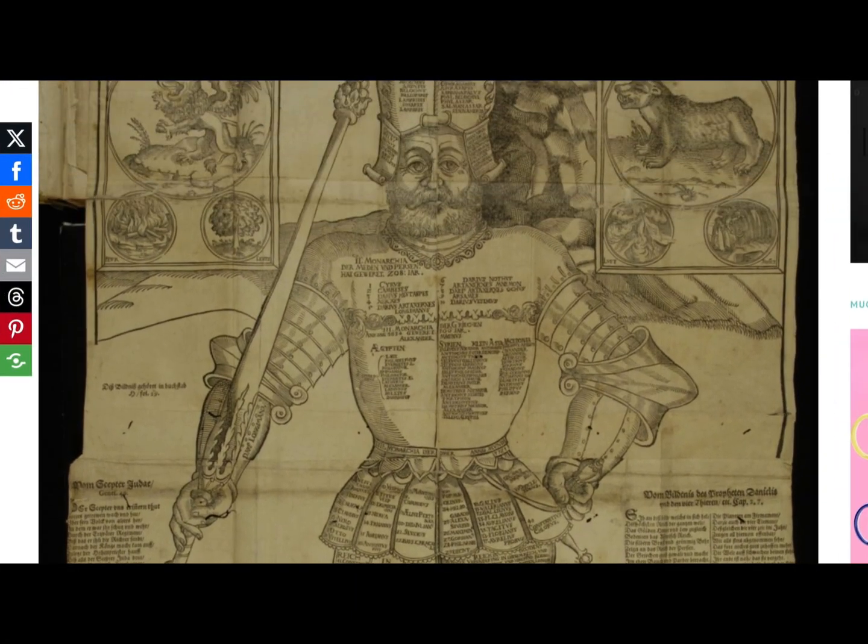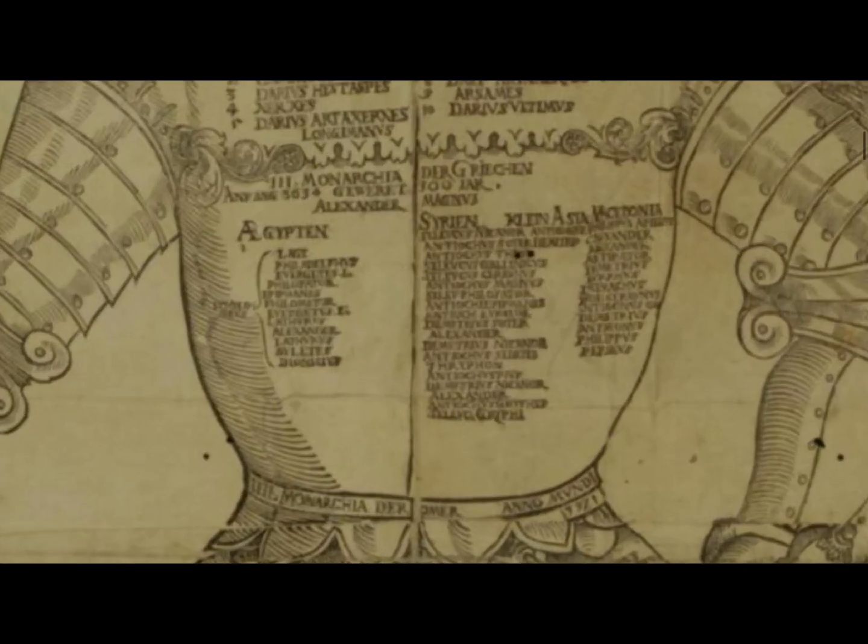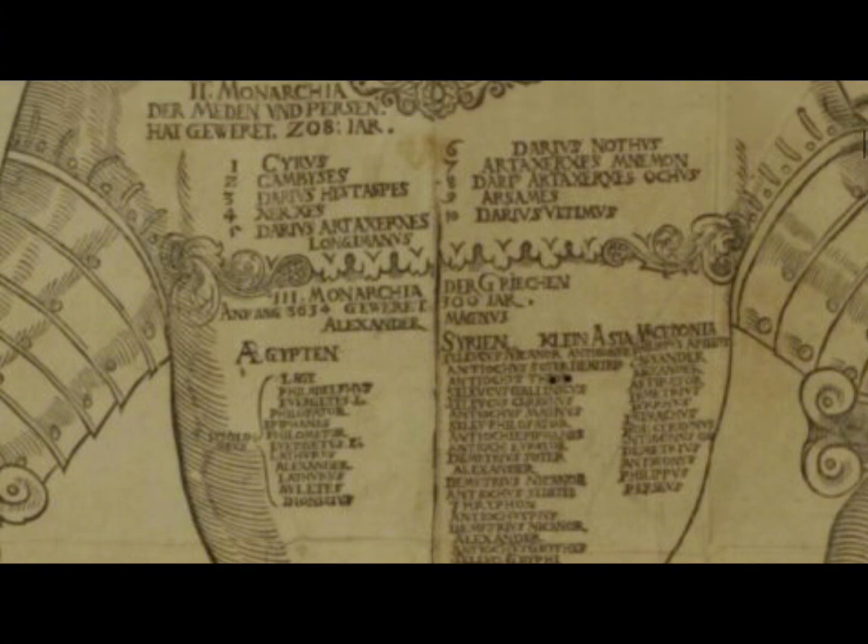Let me see if I can pull up any other information here. All right, so just to point out a few things. Some rulers' names are duplicated on the image. I did notice that the name Monarchia was mentioned here, but it was also mentioned up here at the top. So sometimes these have overlapping names of rulers and things like that.